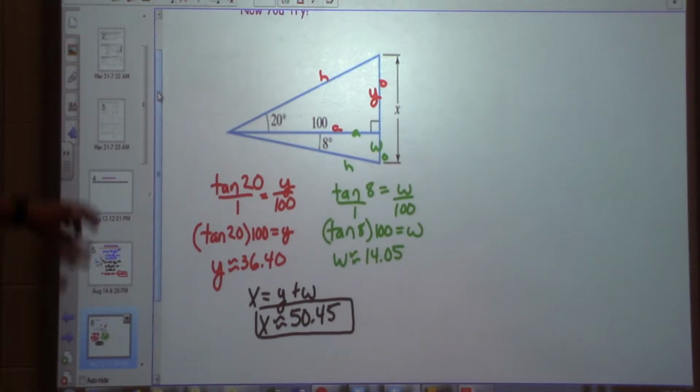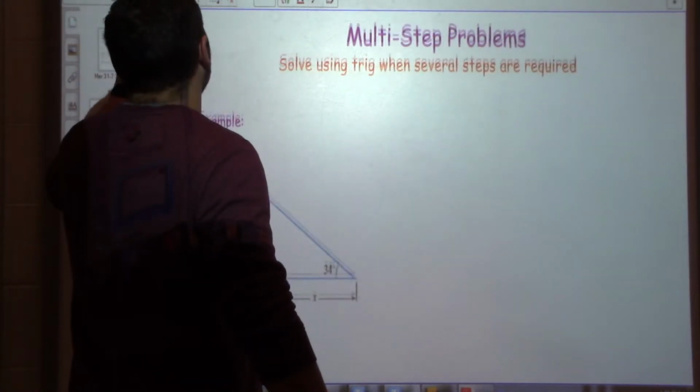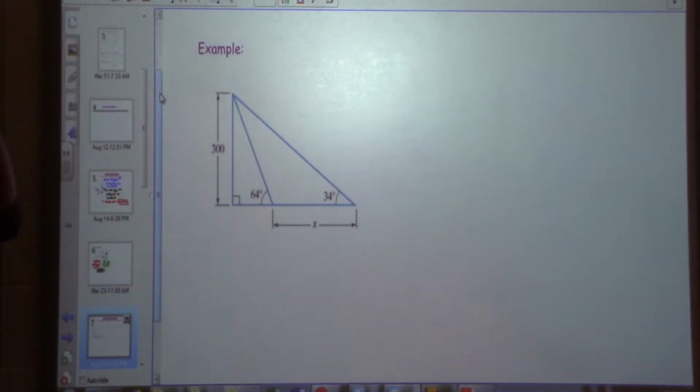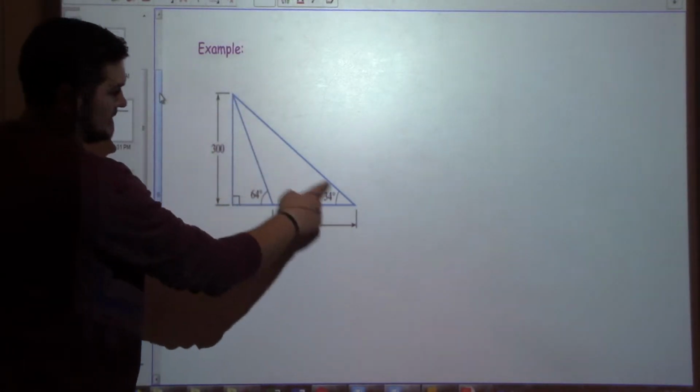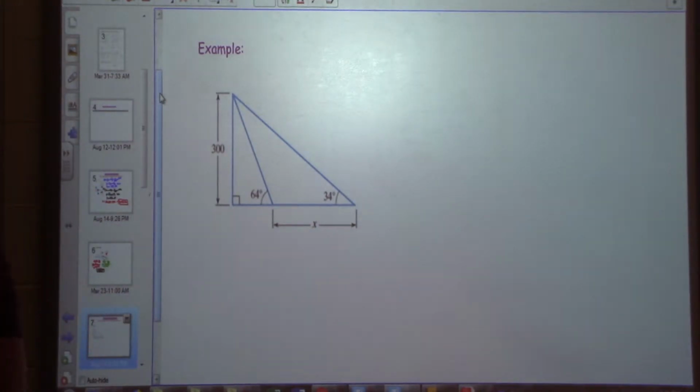Alright, let's try another one. Try a different type of problem here. Same sort of thing, we're still looking for one part, we're going to do multiple pieces. So now we're given two different triangles here. Well, three technically, but we're given a small one, we're given a large one. I want to find x. Does anyone have any idea how we can do that?